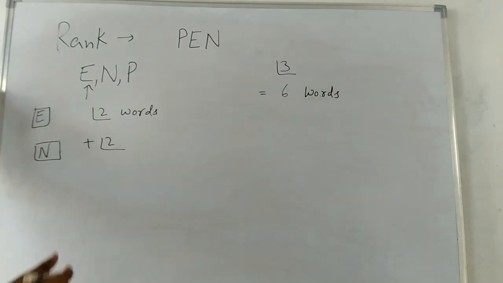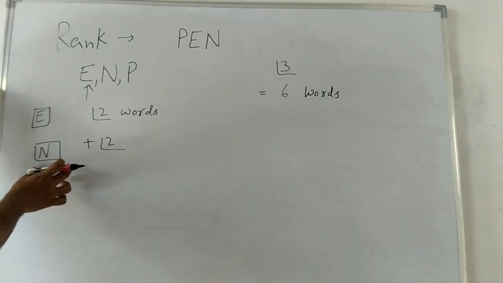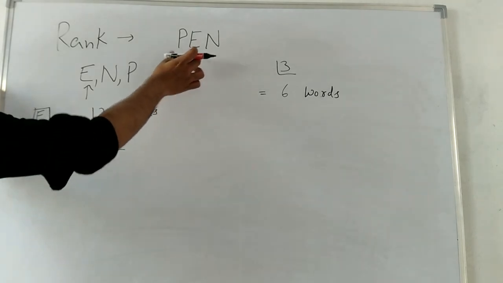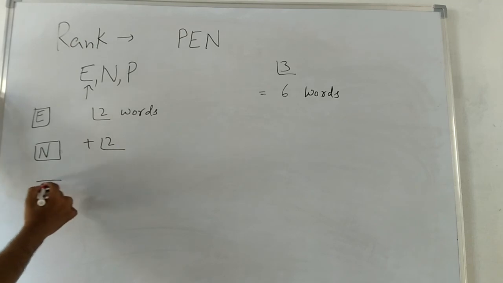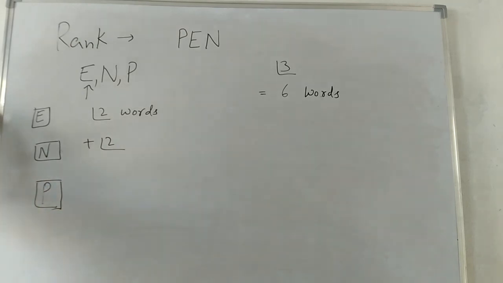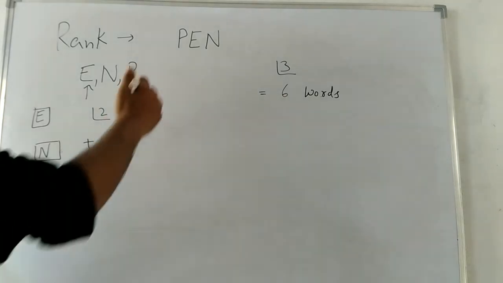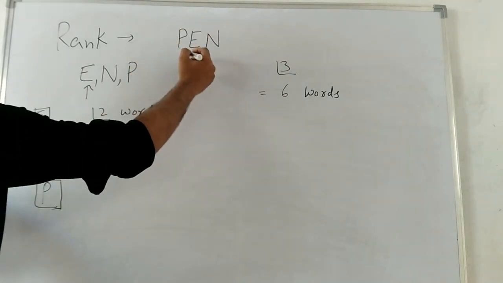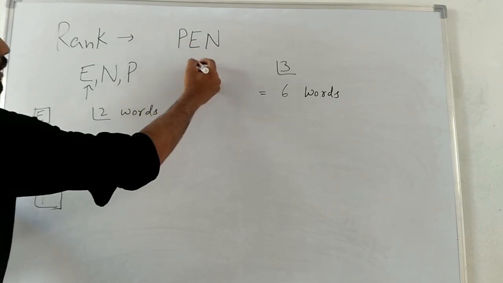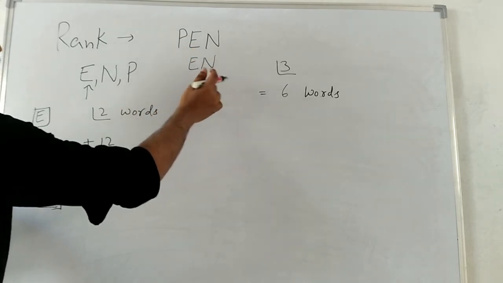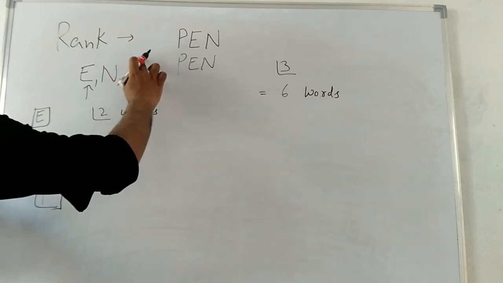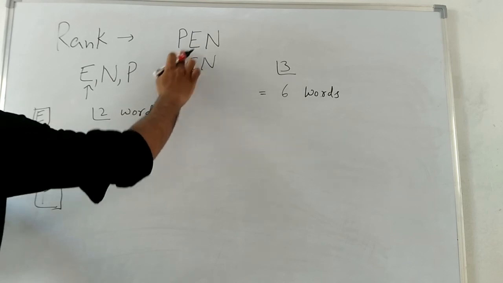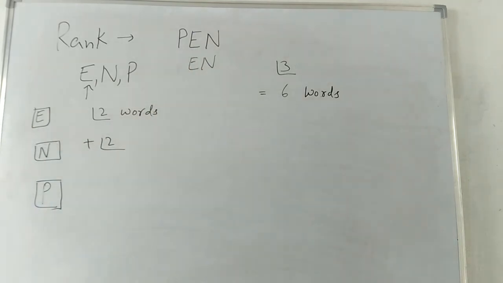Now we have the words that start with N, but our word starts with P. So now going to the P. When we get the first letter of our word, P, we will delete it from this place and we will have E and N.